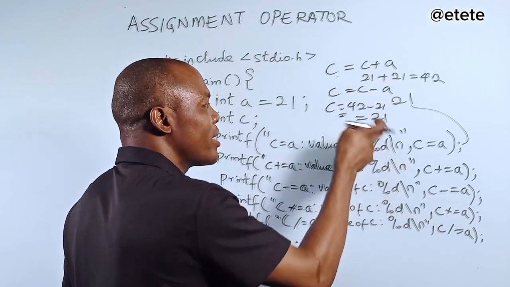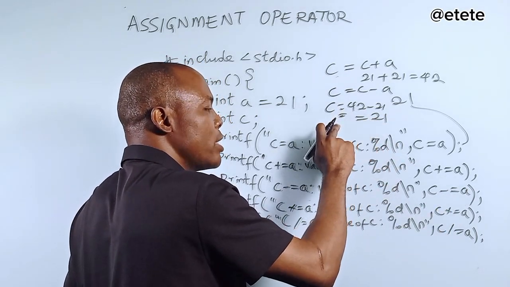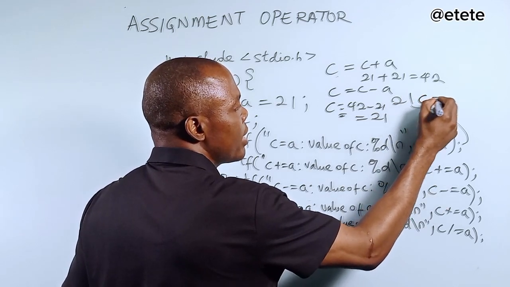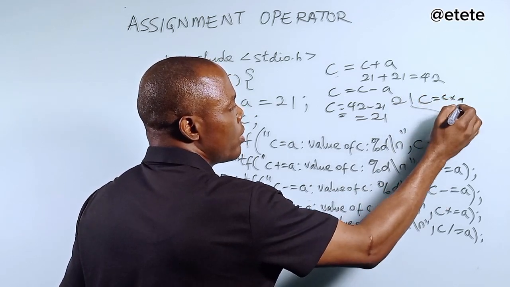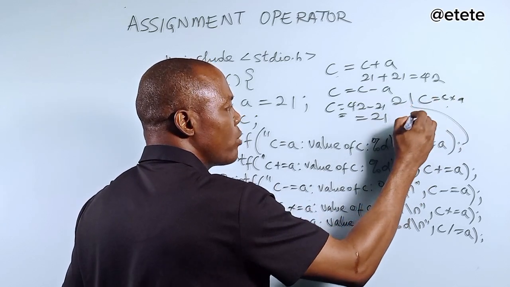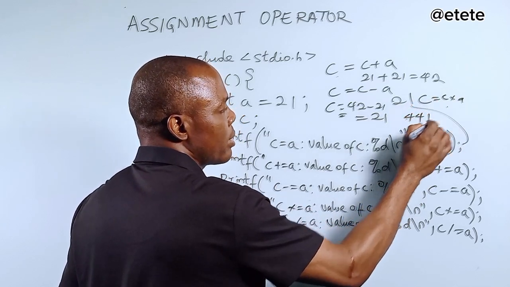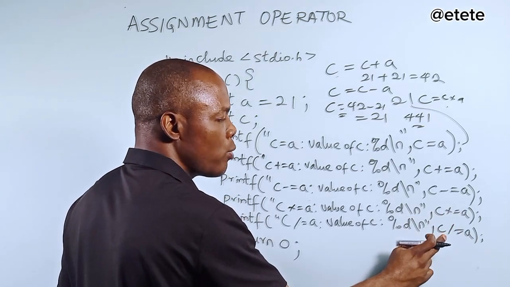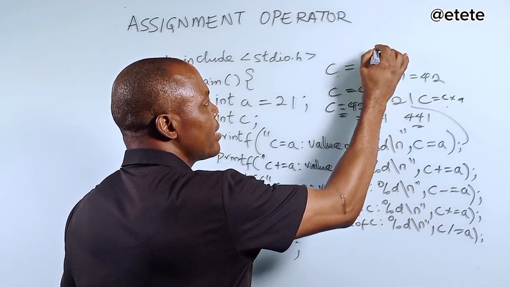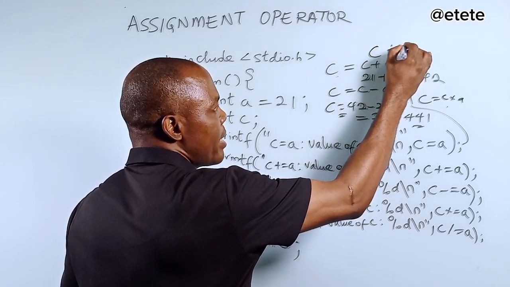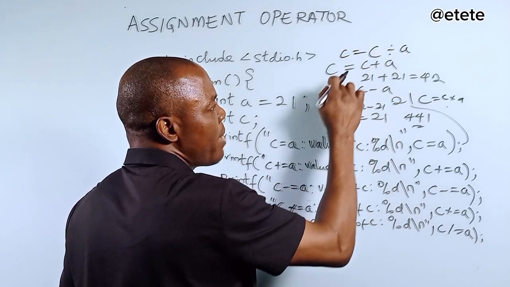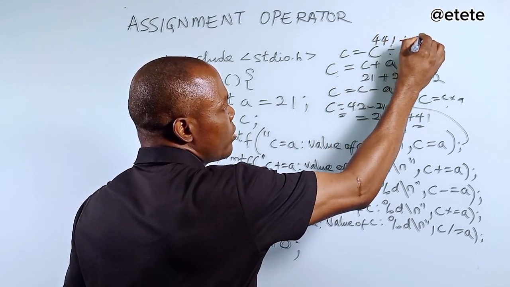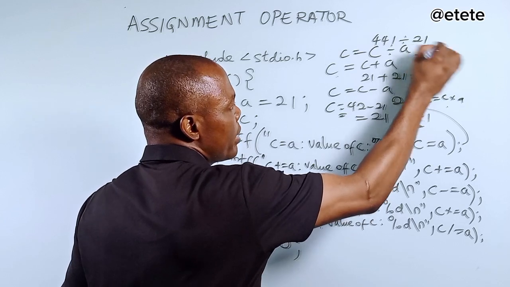Now, 21 is reassigned back to c. So this one is the same thing as c multiplied by a. So 21 times 21, then reassign it back. That will be 441, right? So this one is carrying 441. Now, this one is the same thing as c divided by a, then you are reassigning it back to c. So c is 441 divided by 21. So this will give us 21 again.